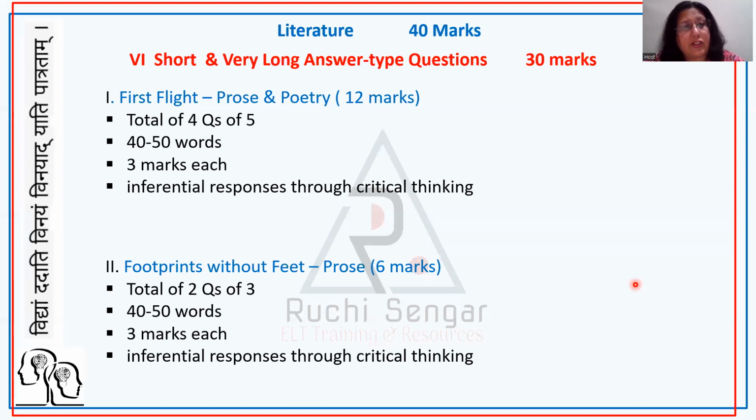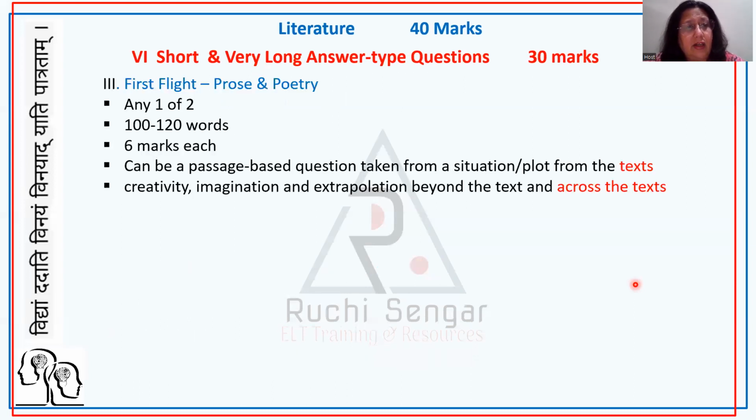Good. Now, let's go to the last part, which is the long questions. First flight, prose and poetry. Any one of 2. 100 to 120 words only, but 6 marks. Therefore, these 100 and 120 words have to make an impact. And the question is going to be something that is going to be worth 6 marks. Eventually, it's going to rise up to 8 or 10 marks. Can be a passage-based question taken from a situation or plot from the texts written there.